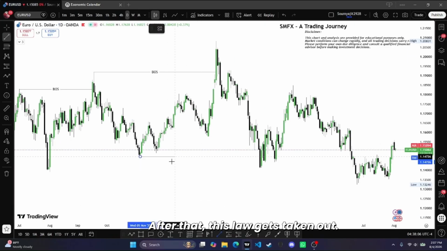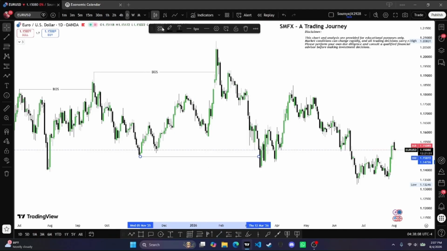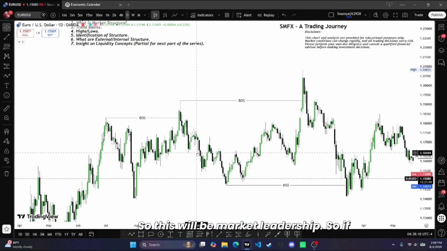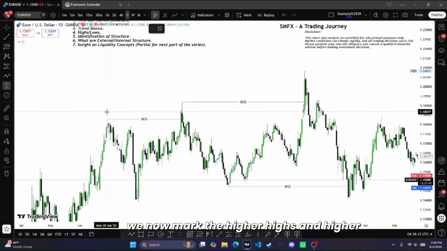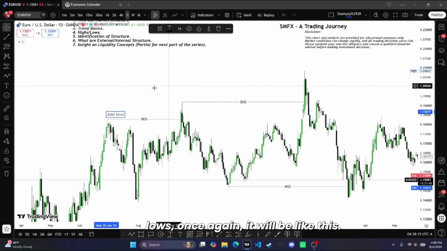After that, this low gets taken out. So this will be market structure shift. So if we now mark the higher highs and higher lows once again, it will be like this.